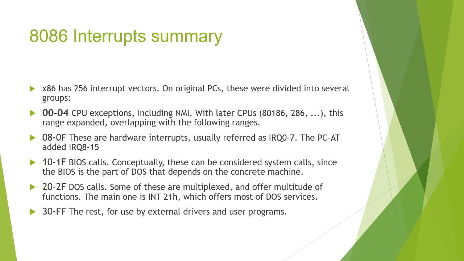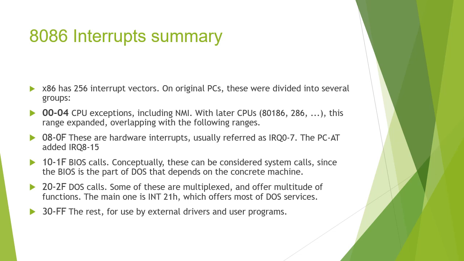So if you summarize, the 8086 has 256 interrupt vectors, which are given at the beginning of the code segment. 00 to 04 are CPU exceptions including NMI. 8 to F are hardware interrupts. 10 to 1F are BIOS calls, which can be considered as system calls. And then 20 to 2F are the DOS calls.